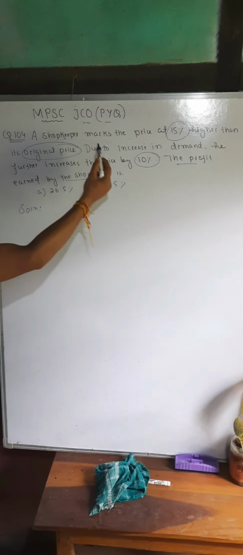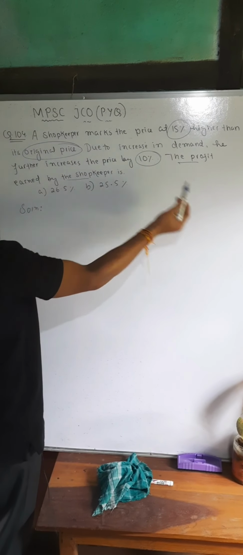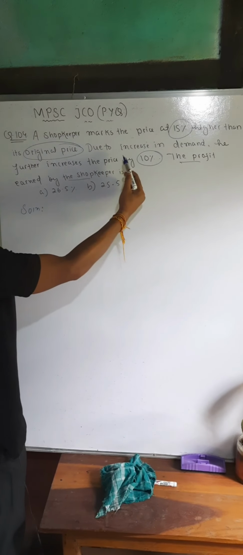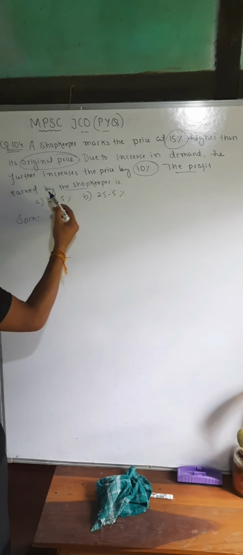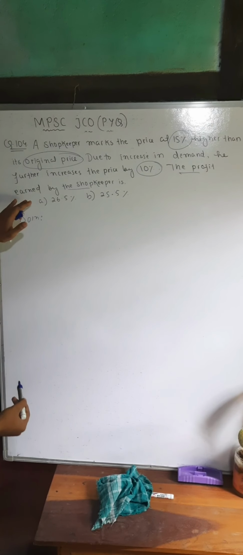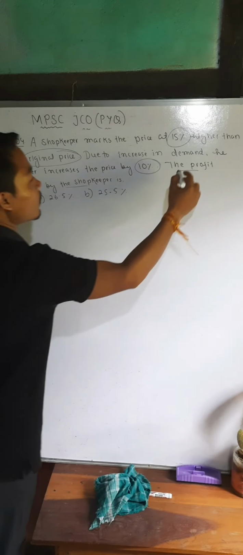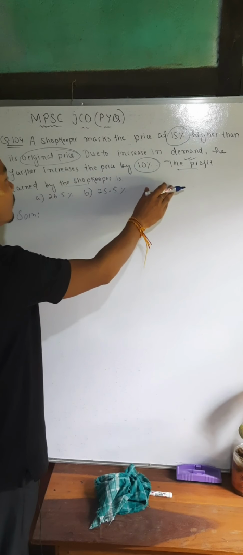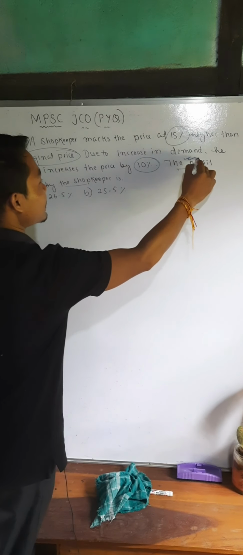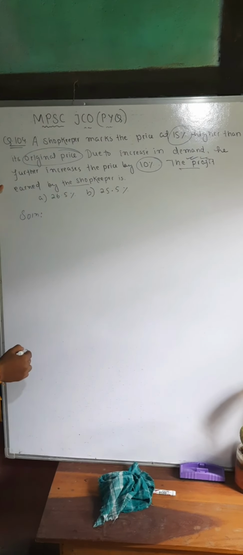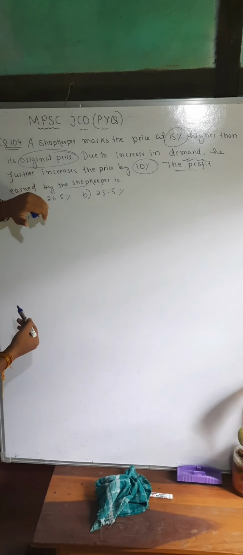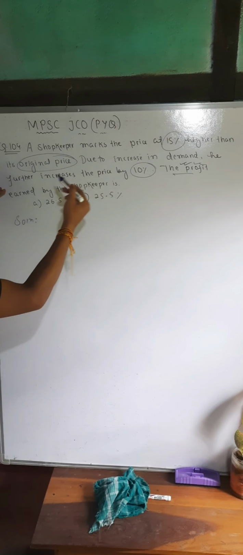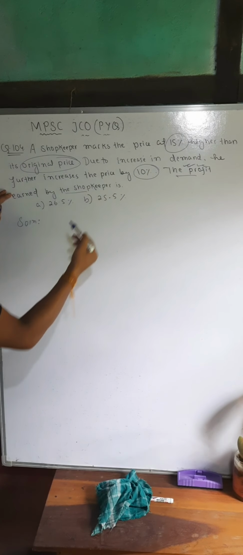A shopkeeper marks the price at 15% higher than its original price. Due to increase in demand, he further increases the price by 10%. The profit earned by the shopkeeper is. So here what is it saying? There is profit, so there is no loss. But we have to understand the question first. That means the shopkeeper increases the price 2 times.